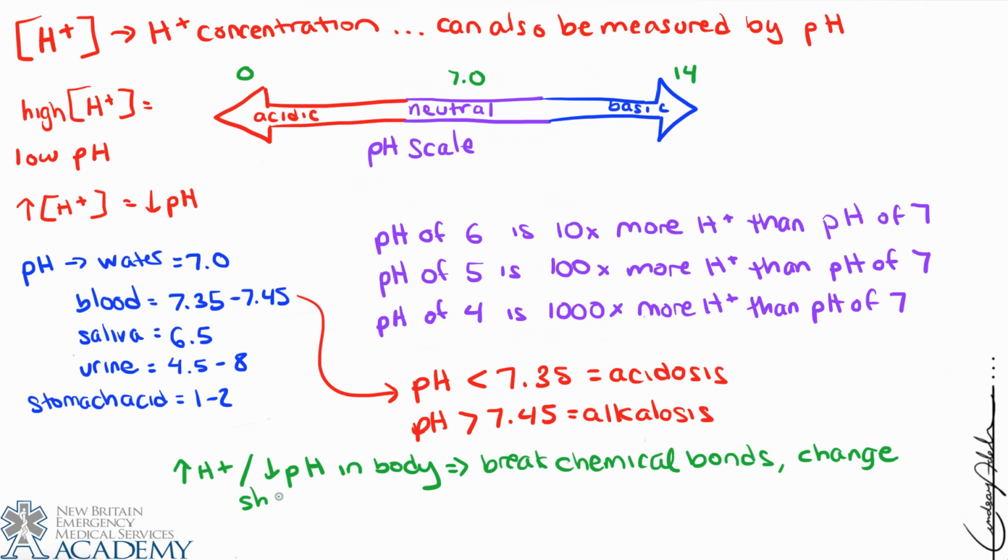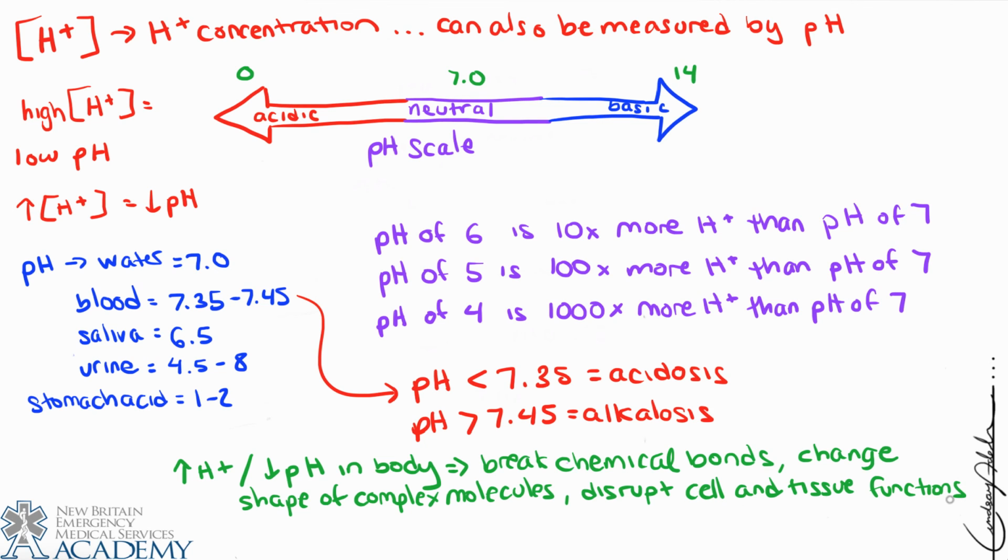Now, one other thing that's very, very important is that as the hydrogen ion concentration increases or the pH decreases, the body does not tolerate acidosis well at all. And actually, it can cause chemical bonds to break, a change in the shape of many complex molecules, and disruptions of cell and tissue functions. So the body really works hard to maintain a normal and appropriate pH. And if that pH falls out of range, the consequences are essentially that the structures of the body can be destroyed.